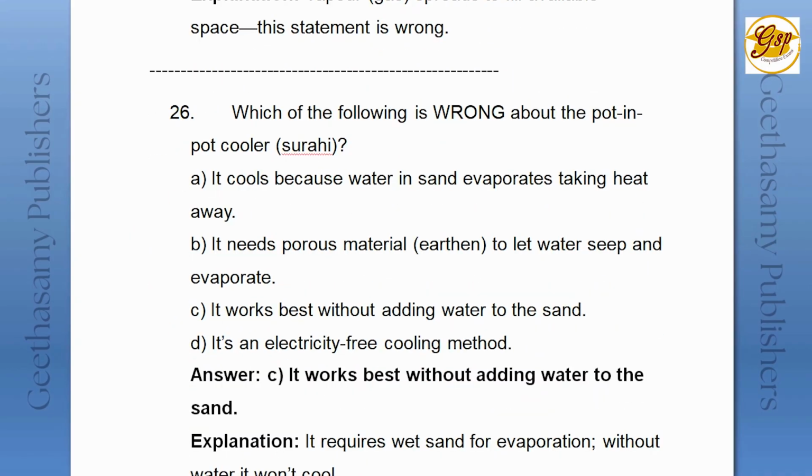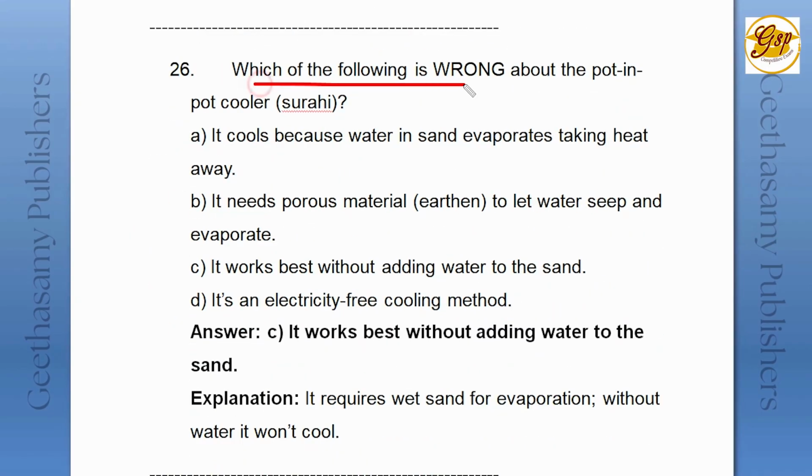Fine. 26th question. Which of the following is wrong about the pot-in-pot cooler? That is Surabhi. It cools because water in the sand evaporates and takes the heat away. It needs a porous material, that is earthen, to let water seep and evaporate. It works best without adding water to the sand. And it is an electricity-free cooling method. The correct answer is that it works best without adding water to the sand. The explanation: it actually requires wet sand for evaporation.